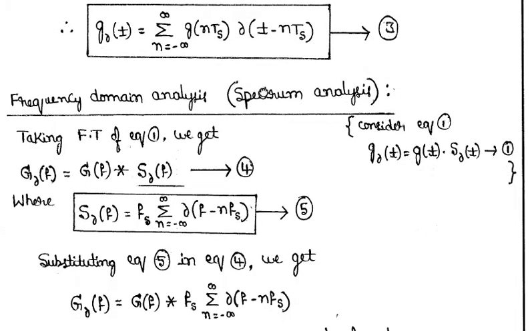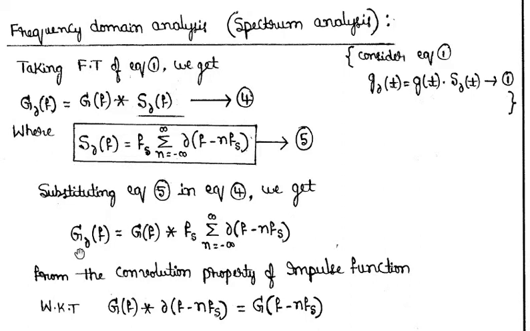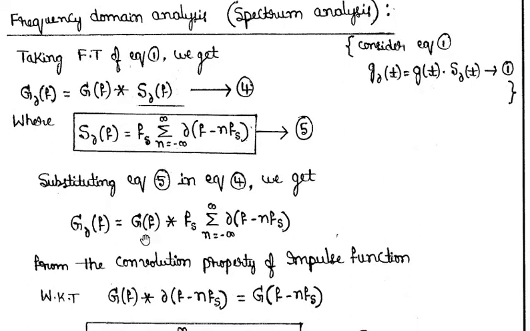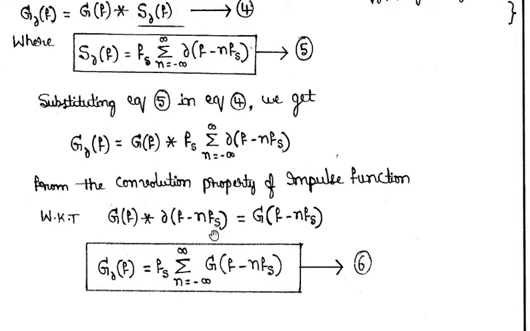And when we take the frequency domain representation of the signal, we obtain g delta of f as g of f times fs delta of f minus nfs, where n ranges from minus infinity to plus infinity. The final expression for the sampling in the frequency domain is given by g delta of f equals fs times the sum of g of f minus nfs. Till here I have already covered in my first lecture.